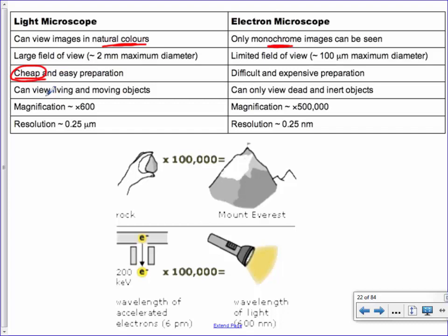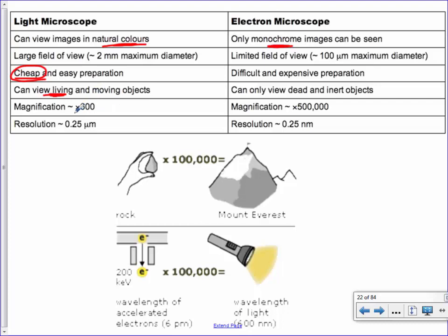Light microscopes, this is really cool. It can view living objects. So we can actually put live specimen under a light microscope and possibly be able to see it. But an electron microscope, it needs to be dead. Like, we're firing electrons at it, so it's probably better if it's not alive.